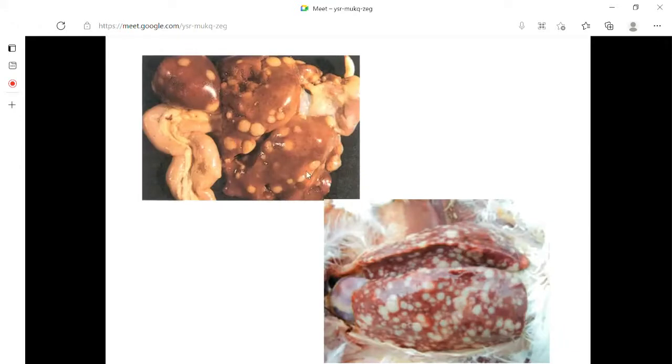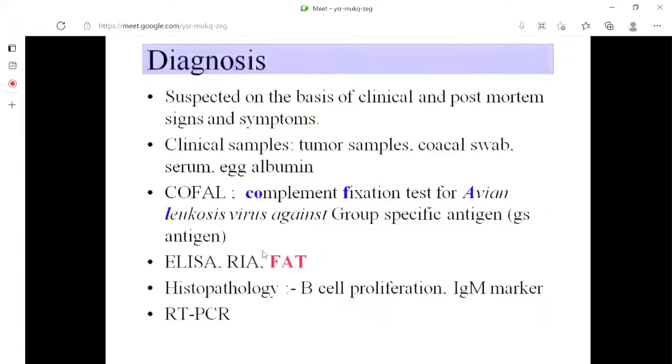Okay, so this picture shows solid tumors in the internal organs. This is spleen, this is liver, and this is another diffuse kind of infection where we can see the tumor formation. All these white patches are the aggregations of transformed B cells, the majority being transformed B cells.